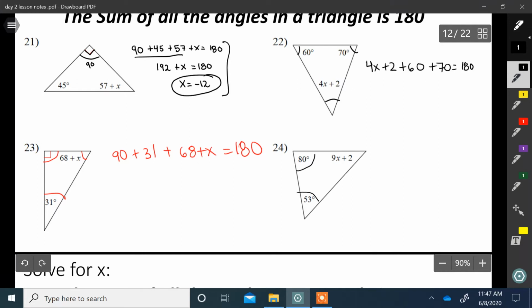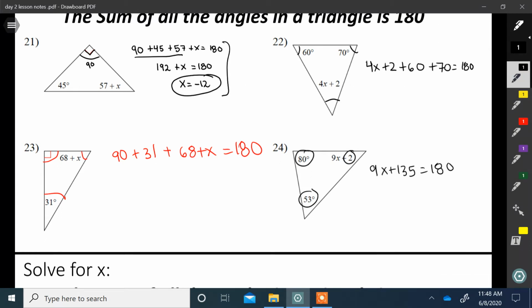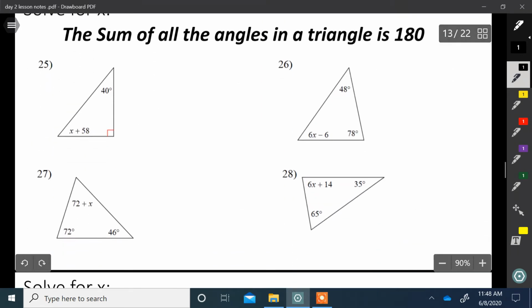Same idea with this one. All those are going to add up to 180. Something that you can do to make it a little bit easier is add this one plus this one plus this one here. You already know that's just doing the algebra. That's 135, so it's 9x plus 135 is equal to 180. So that's another way you can set up the problem. Hopefully that wasn't confusing. All right, those are pretty much the same, so I'm going to have you guys do that on your own.